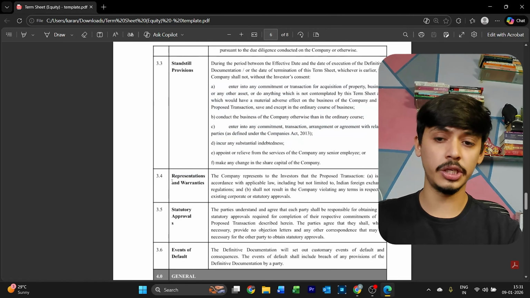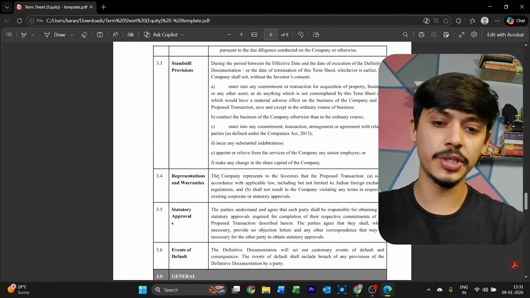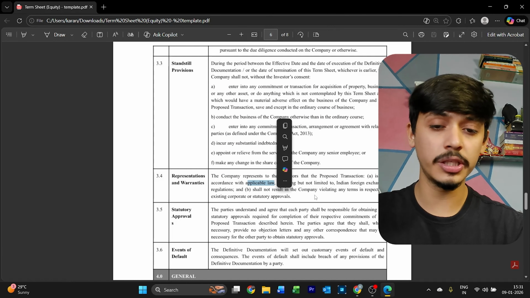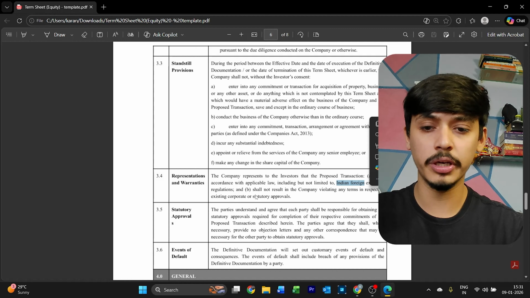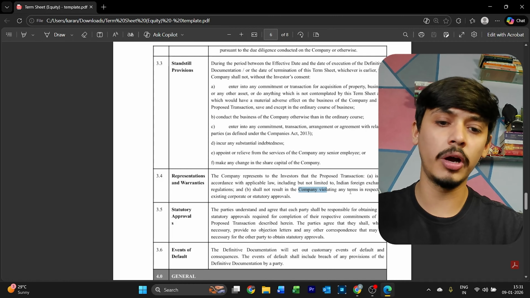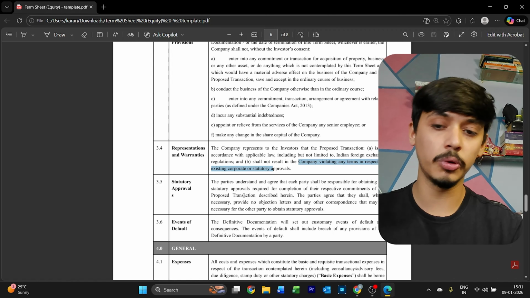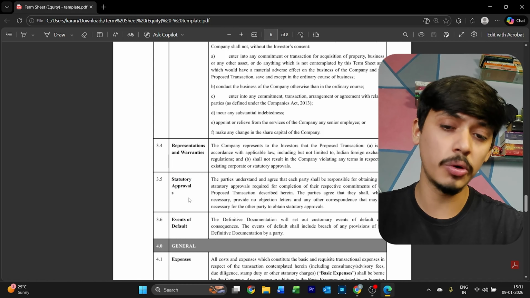And representations and warranties. So here this clause mentions that the company represents to the investors that the proposed transaction is in accordance with applicable law as per the Indian Foreign Exchange Regulation and shall not violate it, and the company shall not violate any terms in respect of corporate and statutory approvals. 3.5 mentions statutory approvals.